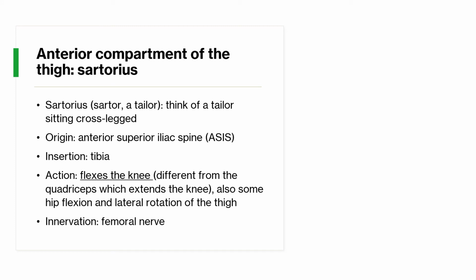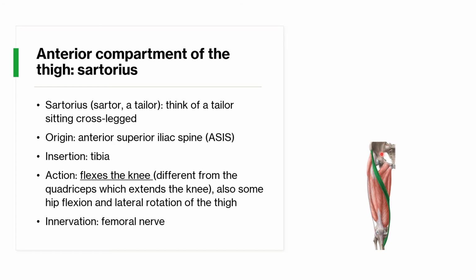And unlike the rest of the muscles in the anterior compartment, it actually flexes the knee. It also has some role in hip flexion since it crosses both the knee and the hip joint. And it laterally rotates the thigh, which is exactly what happens when you have a tailor sitting cross-legged. Actually, now that I think about it, I'm amazed how they came up with this name for a muscle. Like they looked at this muscle and they thought about a tailor. Wow. It's innervated by the femoral nerve.